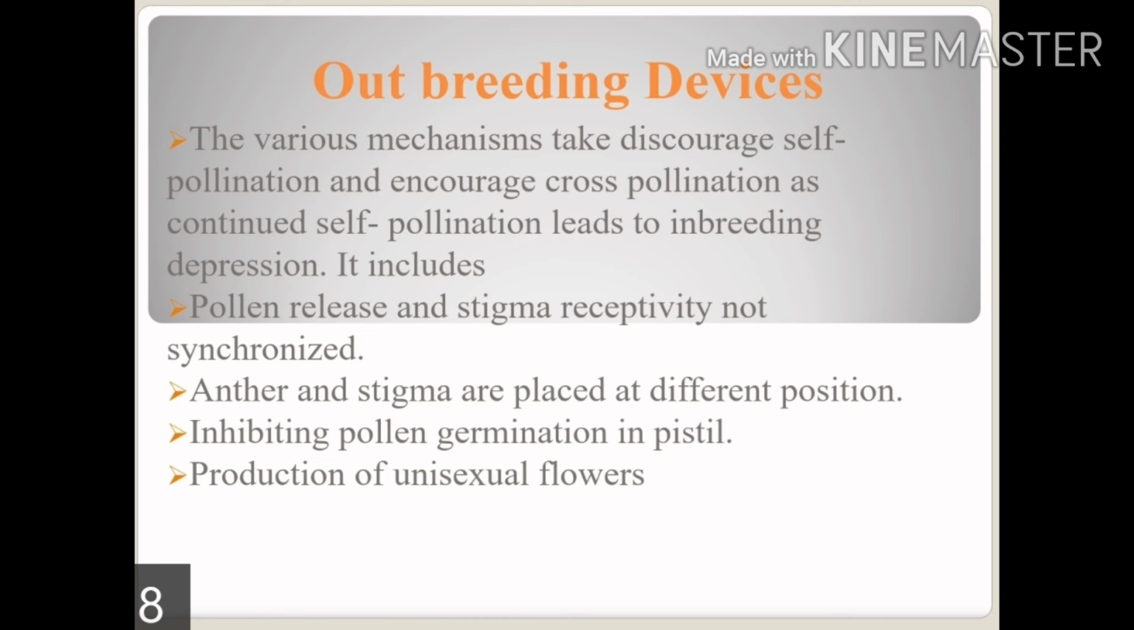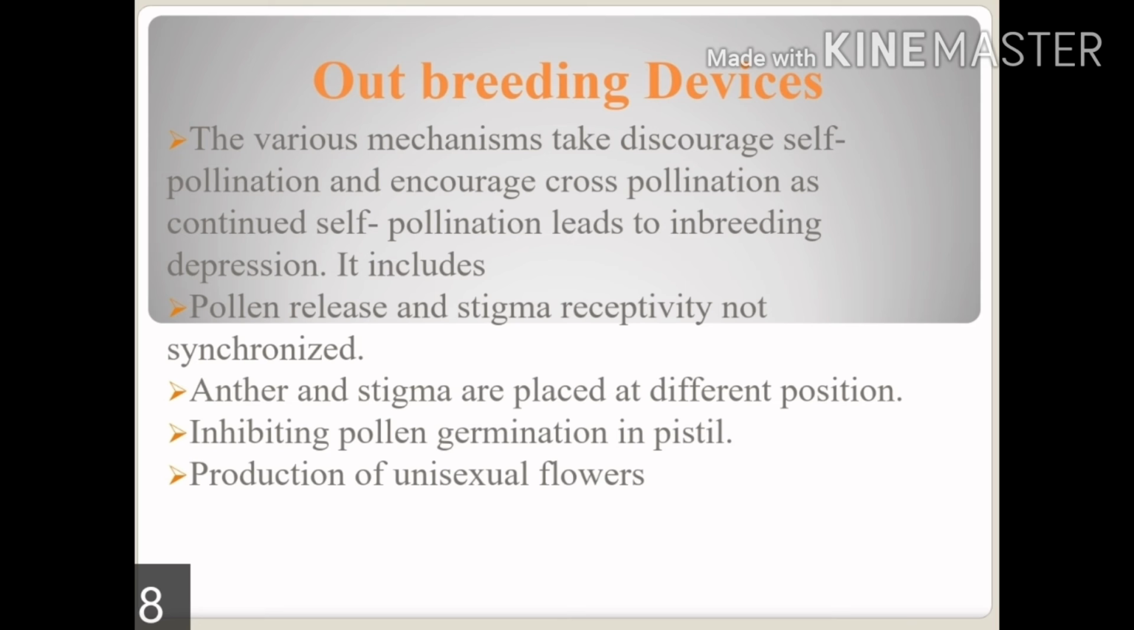because the pollen grain will come from the other flower, and under this the pollen release and stigma receptivity are not synchronized. Anther and stigma are placed at different positions. Mainly unisexual flowers exhibit outbreeding devices, because in unisexual flowers only one reproductive part will be there, either male or female.